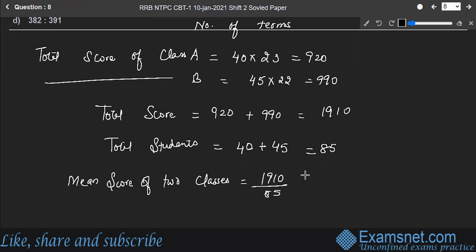I'll just keep it as such, 1910. This will go at 5, giving 382. And this will go at 17. So this is 382 upon 17.